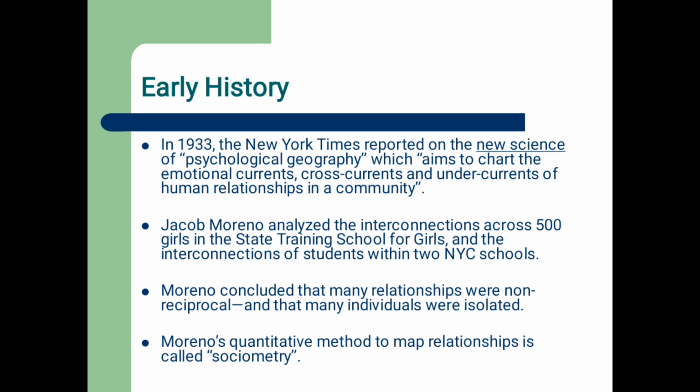Jacob Moreno analyzed the interconnections across 500 girls in the state training schools for girls and the interactions of students within two New York City schools. Moreno concluded that many relationships were non-reciprocal and that many individuals were isolated. Moreno's quantitative method to map relationships is called sociometry.